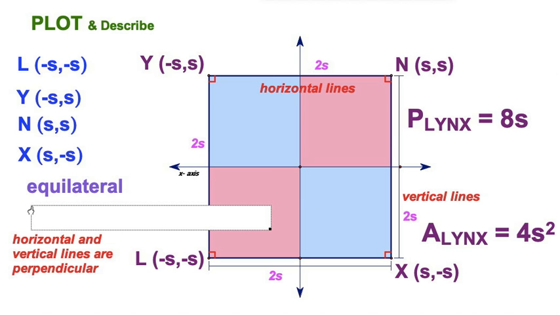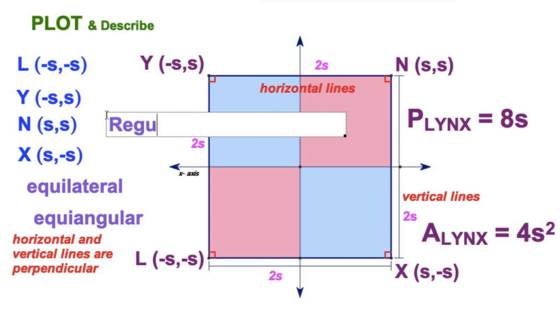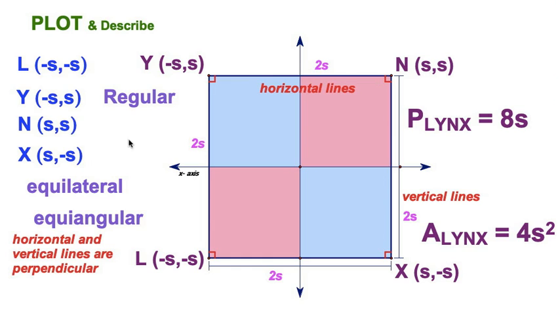And it is equiangular. Now, a polygon that's both equilateral and equiangular is called regular. And in this case, to make our classification complete, this is a regular quadrilateral. And a regular quadrilateral goes by the common name of a square. So the fact is, you do know it's a square.